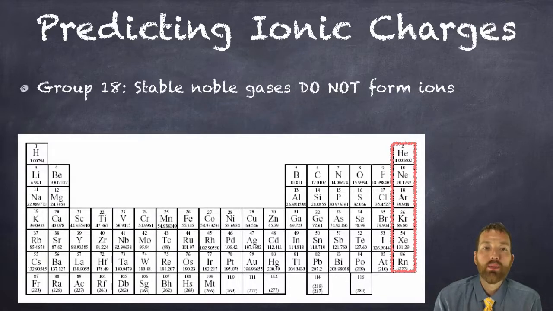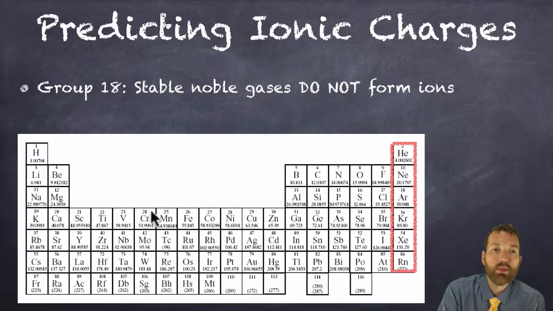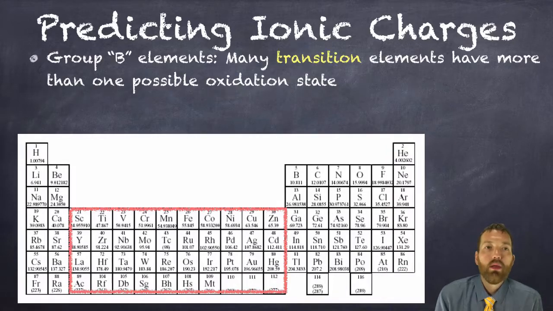So you notice we skipped the B metals here, the transition metals in the middle. The group B elements tend to have more than one possible oxidation state, which means they can form more than one type of ion.